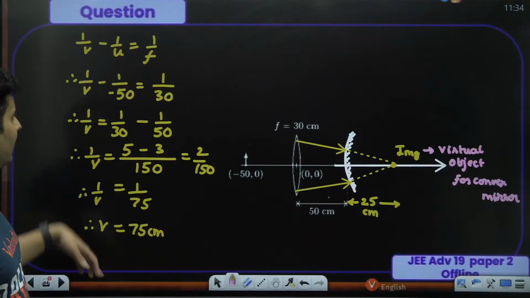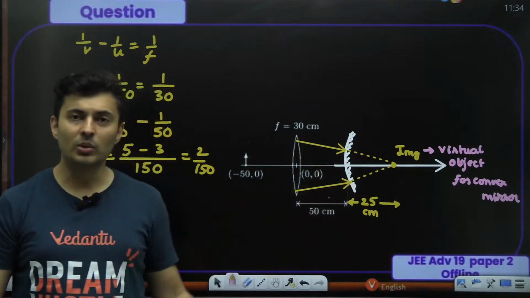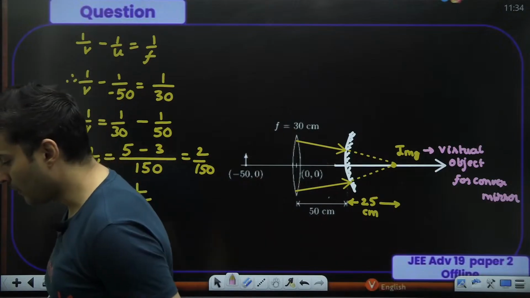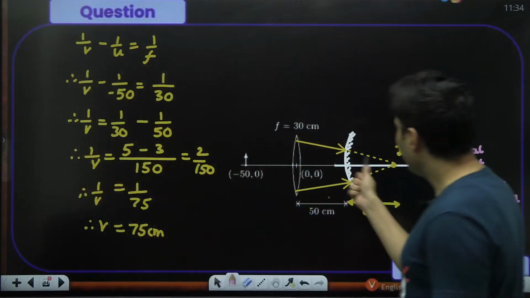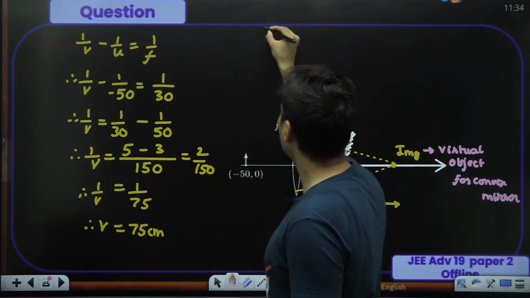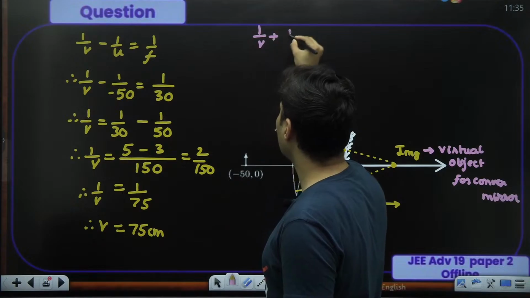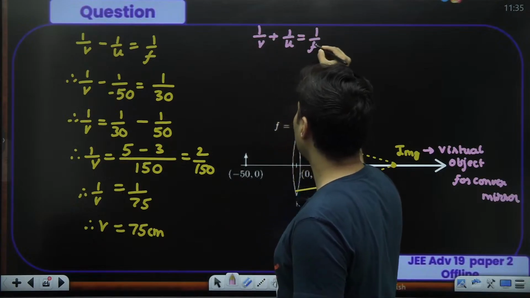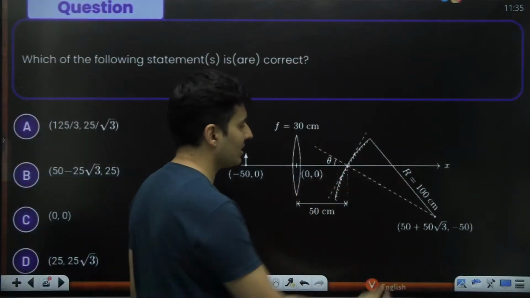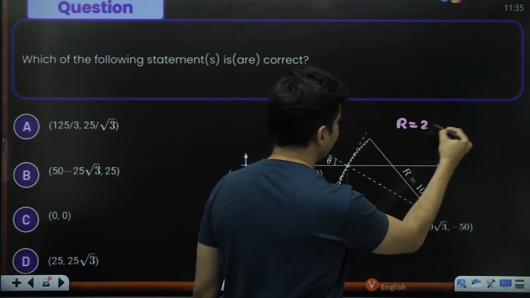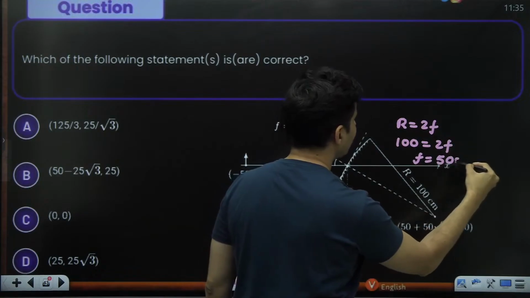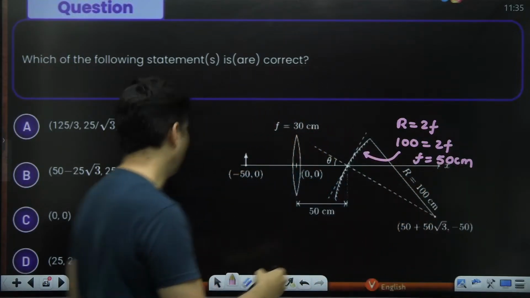Perfect. And what will it do? It will make an image on the other side. So where will it form the image? Let's try to figure it out. Using the mirror formula, 1/v + 1/u = 1/f. I think the radius of curvature was given. Radius of curvature was 100. So R is basically 2F. 100 is 2F. So F is 50 centimeters for this particular mirror.